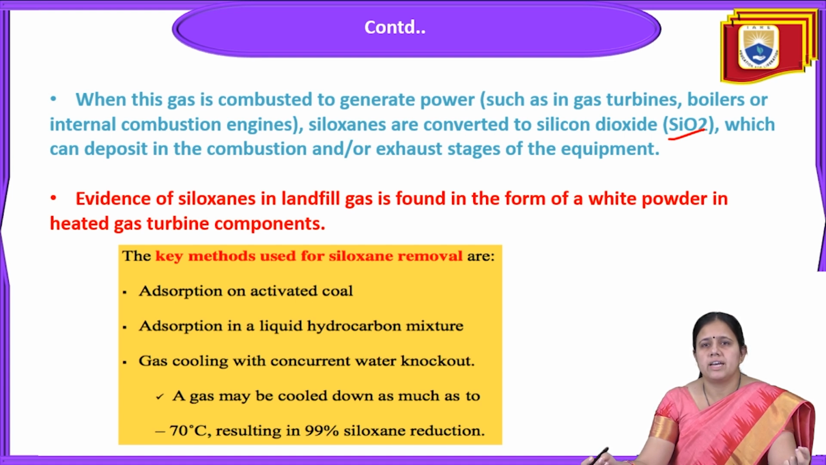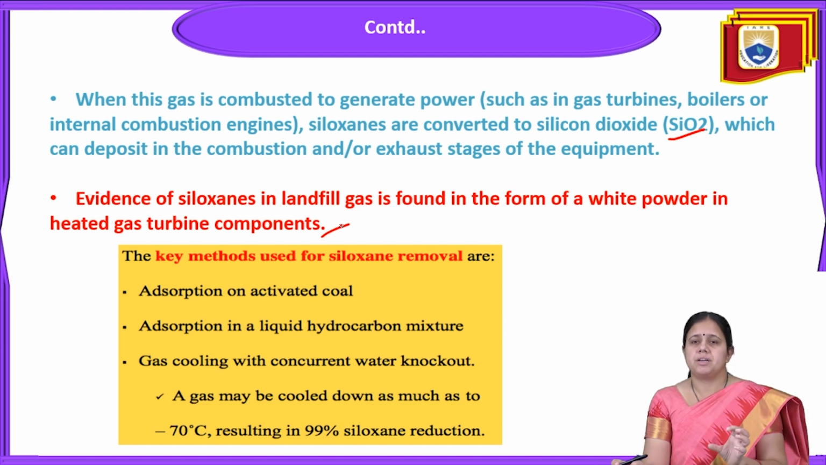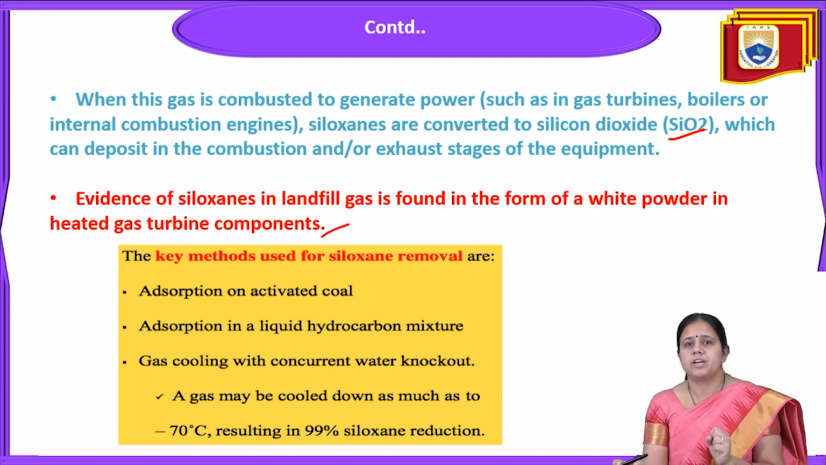So this silicon dioxide can be deposited in the combustion and can be exhausted, or it may be at the exhausted stage of the equipment. So next is the gas turbine components, so you can see that some white powder is there. This white powder is like the evidence of some silicon.